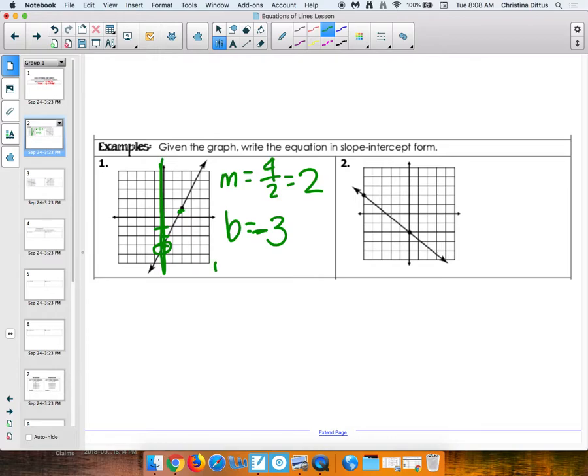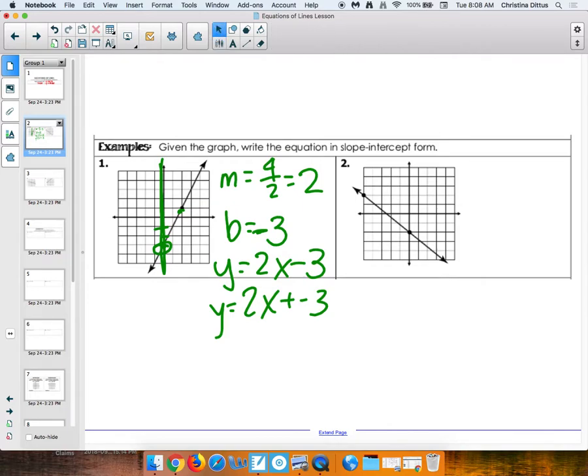y equals mx plus b, we have y equals, for m I'm going to plug in 2. The x always stays, and then for my b I'm going to have the minus 3. You can have plus a negative 3, that's fine, these are the same equations. I just like fewer things. Don't forget your y. Is that all we're doing? We don't have to solve it. Of course you have to solve it. Oh, that's all.